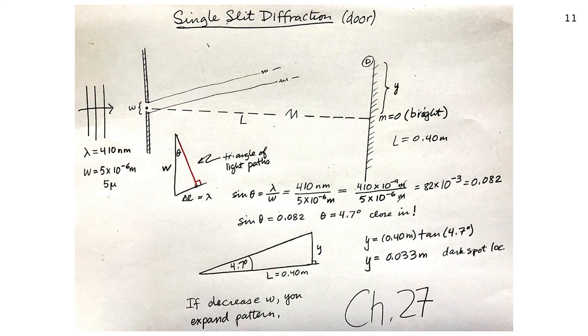So this is 410 times 10 to the minus 9 meters divided by 5 times 10 to the minus 6 meters. Meters and meters cancel. I've got 410 over 5 is 82, so this is equal to 82 times 10 to the minus 3, which is 0.082. That's the sine of theta.